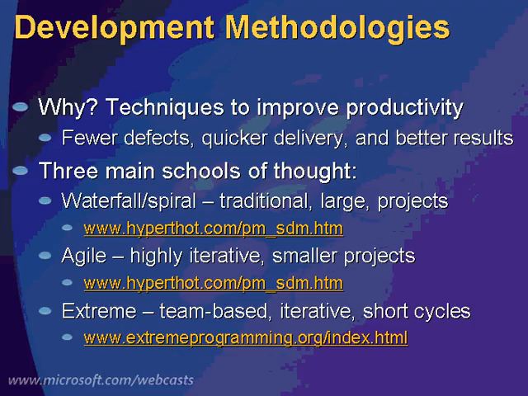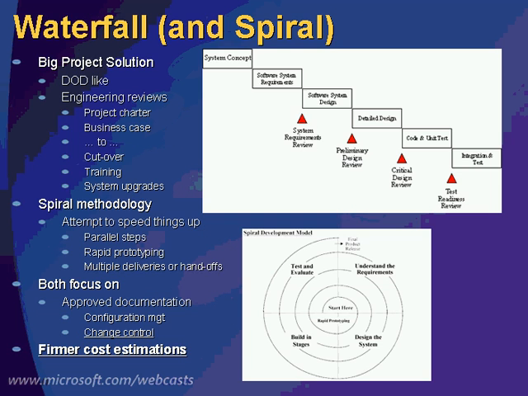So let's talk about development methodologies. Why do we have methodologies? Well, basically they're techniques to improve productivity. The end game is to produce fewer defects, quicker delivery, and achieve better results. And around this, there's been three main schools of thought. What we find is the traditional large-scale project implementations where they use a waterfall approach, more agile approaches for highly iterative and smaller projects, and then something called extreme, which is where you would use team-based iterative short cycles. We'll take a look at each one of these in turn.